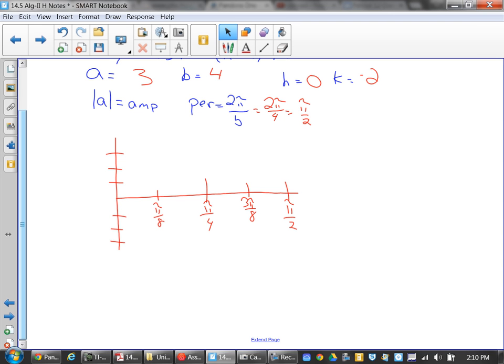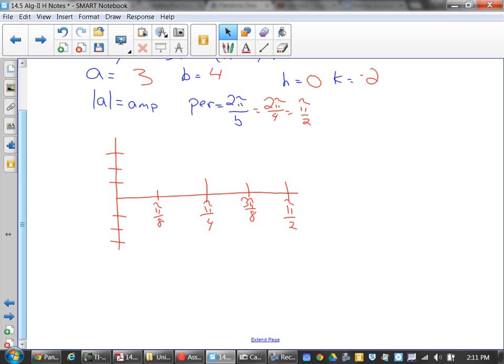A quick reminder: when you're dealing with sine values, sine of x always starts at 0, and then it goes to a. Cosine starts at a, and it goes to 0.